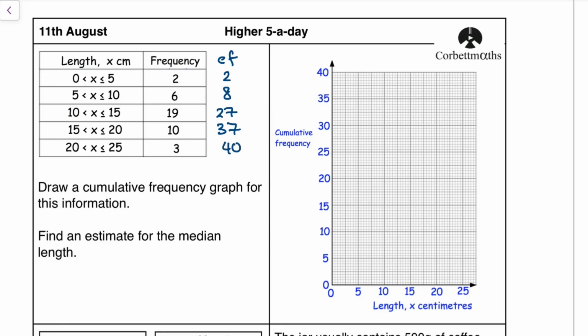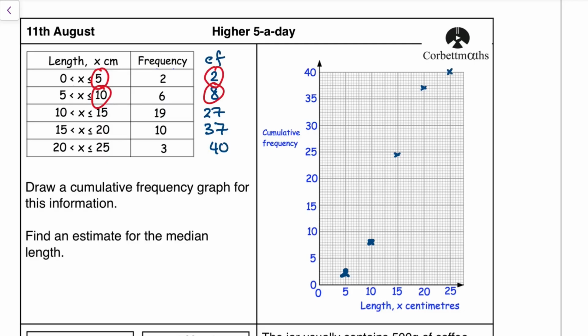Now, just as a quick aside, that's good. That's 40 as well. Then what I'm doing is I'm plotting the endpoints against the cumulative frequencies. So 10 against 8, etc. Because I'm doing this on an iPad, I'm not going to be super accurate. I would suggest, as much as you can in the exam, try and be precise. 5 goes against 2, which is here. So 2 squares is 1. 10 goes against 8, which is here. 25 goes against 40, which is all the way up here.